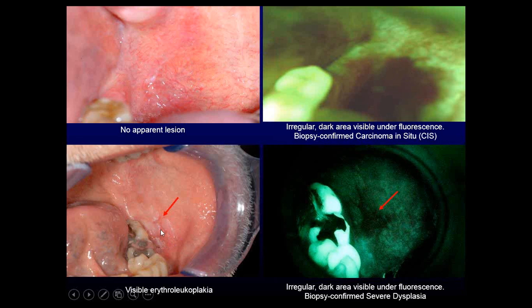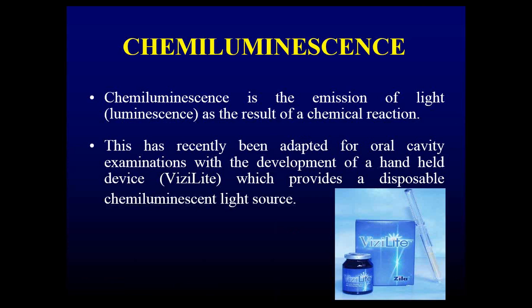Another example, an ulcer in the sulcus area at the retromolar part, one might miss this doing an oral examination, but with the Velscope you can clearly see a distinct dark loss of fluorescent area, and again this was biopsied and found out to be severe dysplasia. These are cases from the research which we did, which I'll show you the results later.